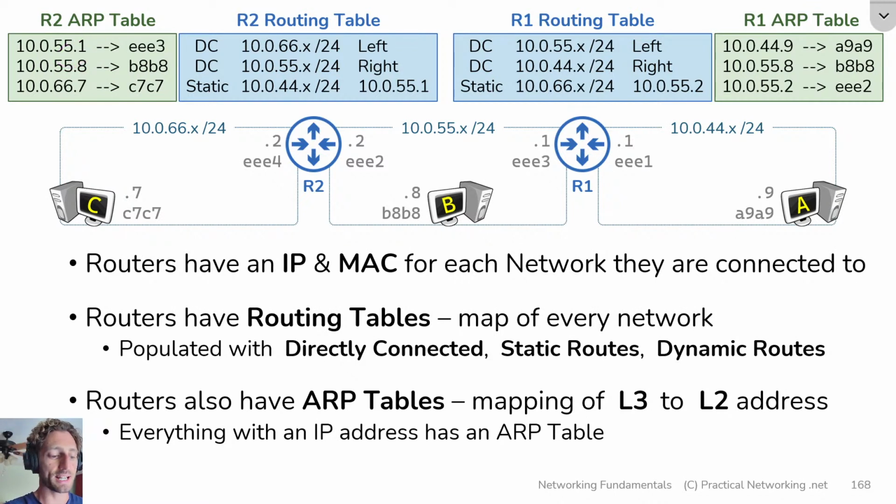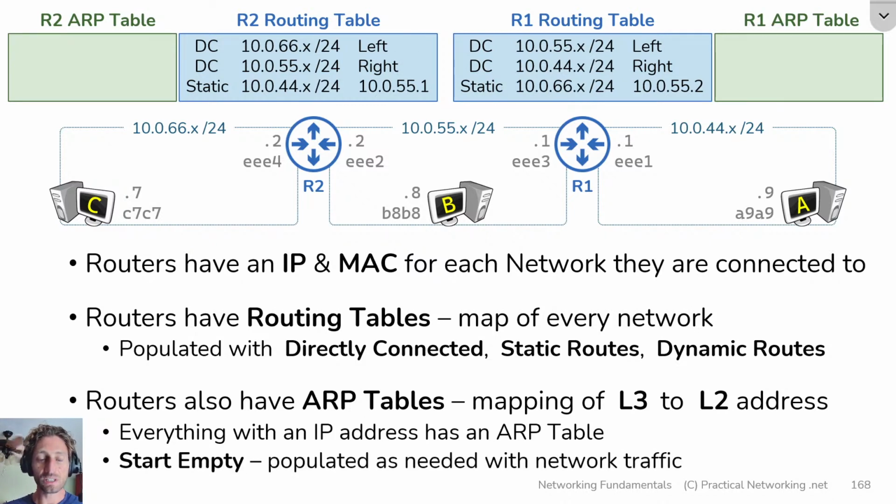So just like a router has a routing table, routers are also going to maintain these ARP tables. But here's the difference. The ARP tables are going to start out empty. They're going to be populated live as necessary as traffic is flowing through this network. The routing table is not the case though. The routing table has to be populated before packets ever show up. Because if a packet shows up that the router doesn't know how to deliver, the router is just going to drop that packet. So the routing table has to be populated ahead of time, and then the ARP table is going to be populated as necessary as data starts to flow through the network.